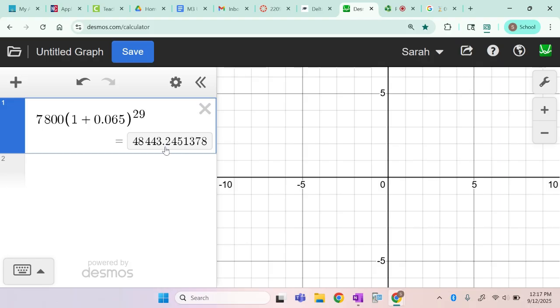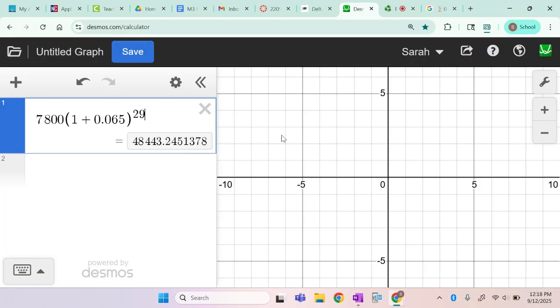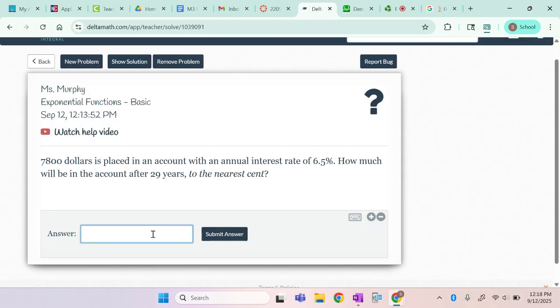25 cents. So again, our answer would be equal to $48,443.25. Do you put the comma when you put it in the decimal? No. When you put it in the Desmos, don't put the dollar sign, don't put the comma. Yeah, you have to put the decimal. So 43.25.